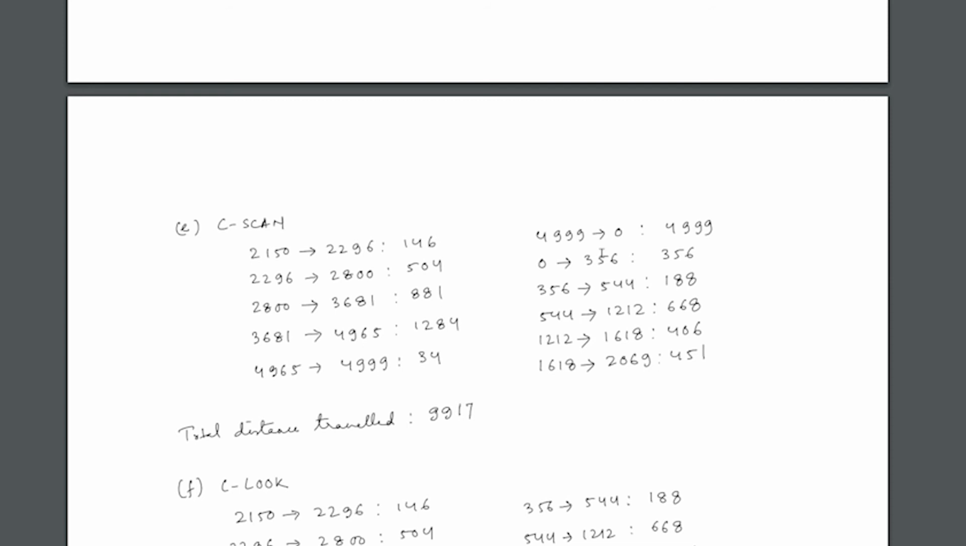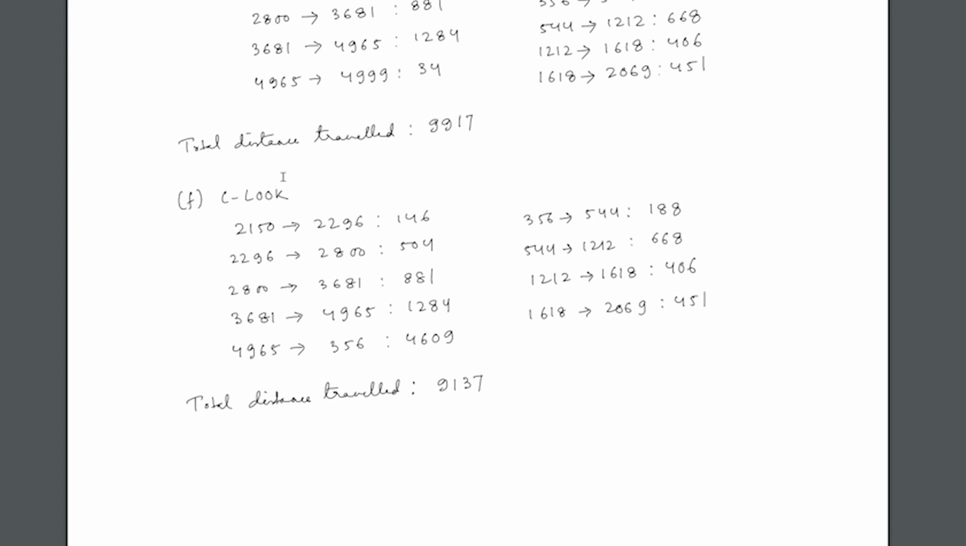So at 0, it will see 356 on the way from left to right. From 356, it is going to go to 544, from 544 to 1212, and this is the direction it is going in, from left to right. When it immediately came from right to left, it did not take care of anything. It's only taking care of things again once it has reached all the way to the left. And when we add all of these numbers, we get 9917. The biggest chunk is coming from the sweep from 4999 all the way to 0, and that is 4999. That is the C-SCAN algorithm.